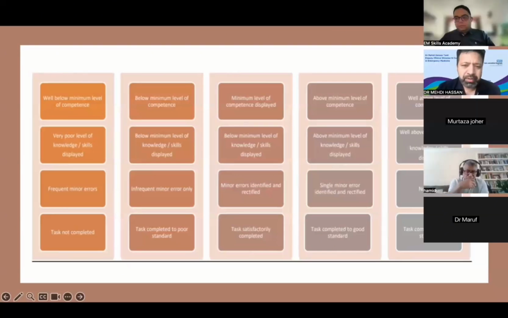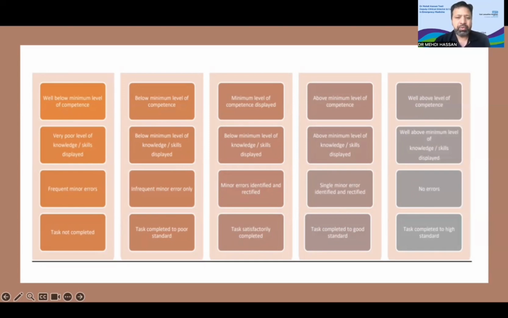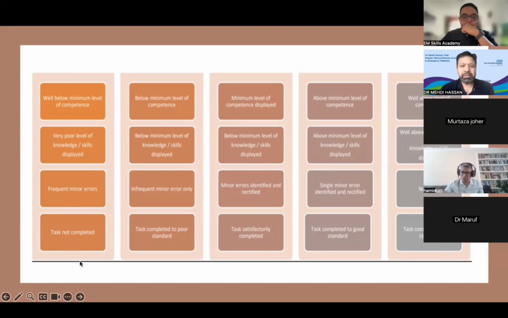This is the marking scheme. When we mark you in college, the examiner sits in the room. He doesn't have marks like 1, 2, 3, 4. He has these buttons on the iPad, and he has to click one of them. If you have scored very high, he will click on well above the level of competency. If you have scored very low, he will click on well below the minimum, and there are 3 more in between, like minimum level of competency, then above the minimum. It depends upon your performance.